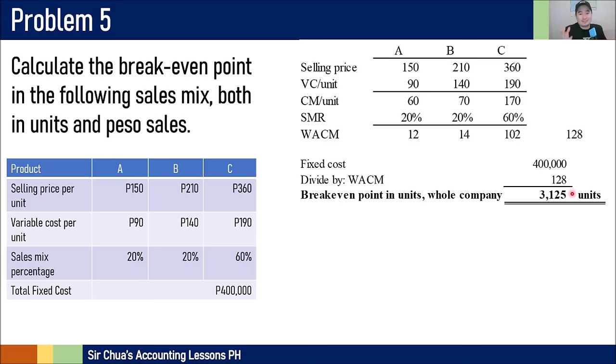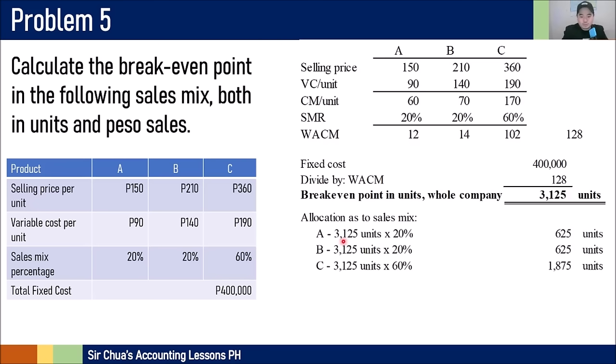So, hindi natin alam. So, what you do is, you just simply multiply it to the sales mix ratio. So, your 3,125 units times 20% for A, so dapat daw 625 units for product A. 20% din daw po kay product B, so 625 units din po kay product B. And then 60% kay product C, so dapat po kay product C, 1,875 units.